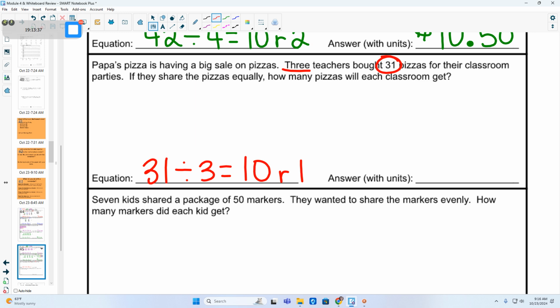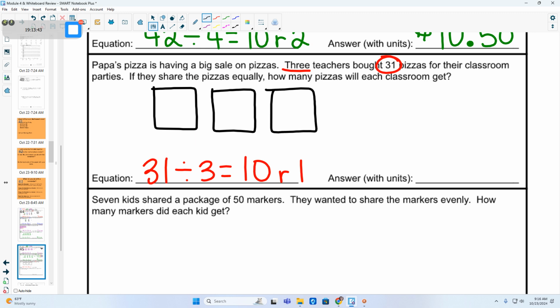So on this one, again, you can draw a picture. So let's make maybe classroom 1, classroom 2, classroom 3, those 3 teachers. And we have 31 pizzas. So 1, 2, 3, 4, and so on, up to 30 pizzas with 1 pizza left over.